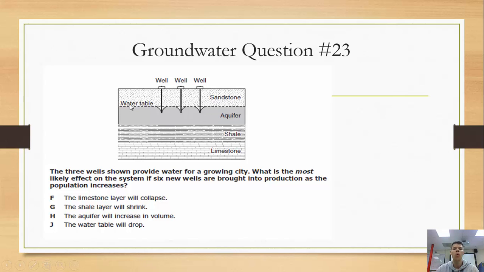Will there become more water if we triple the amount of wells? No, there's going to be less water, which is going to result in J. The water table will drop. So that will be a lowering of the water table as we take more and more water out. So our best answer of what will happen if you triple the amount of wells is J. The water table will drop.